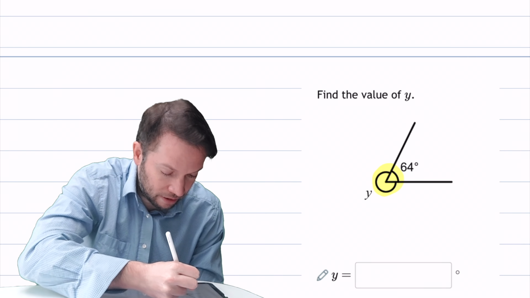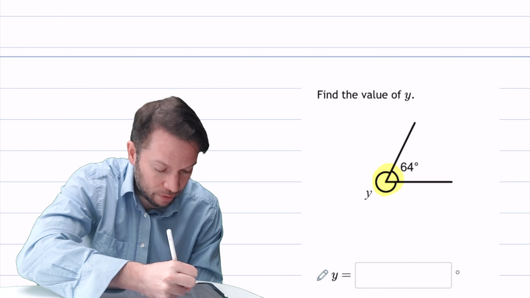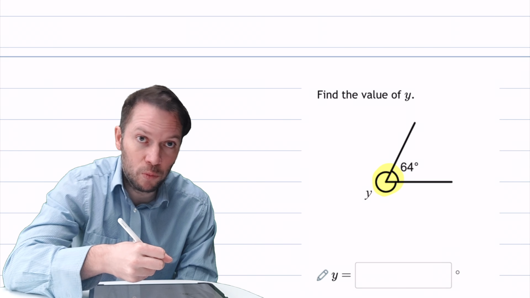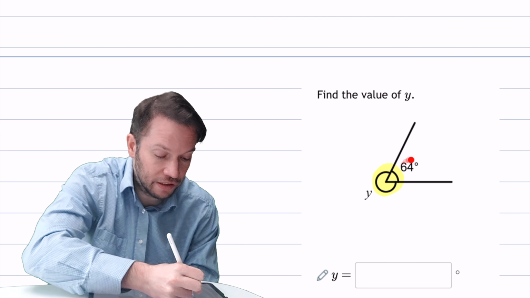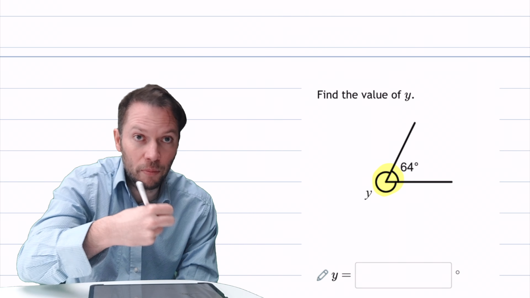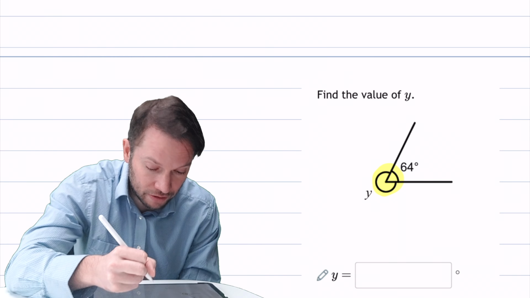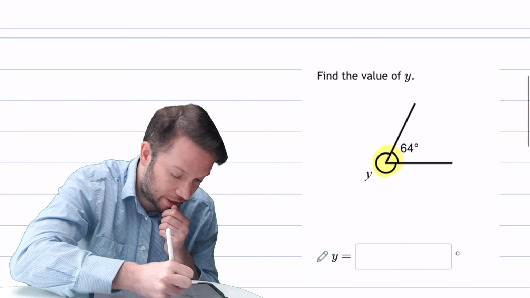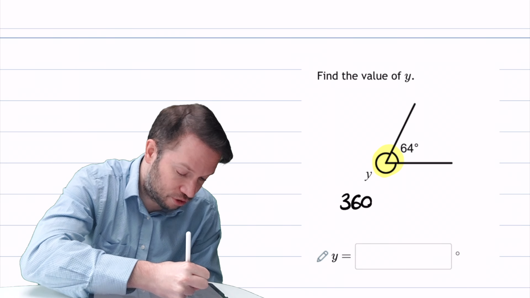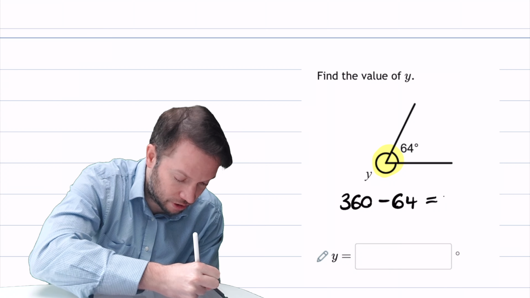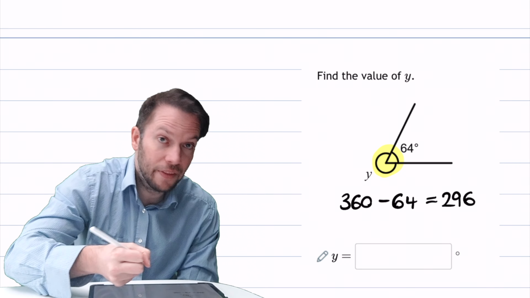Now, we've got two angles here. We've got the 64 and we've got the y. And those two add up to 360. So how do we find y? Well, we just need to subtract the 64 degrees from 360 degrees, and that gives you the remaining angle. So let's do that. We're going to do 360 subtract 64, and that's going to give you 296. And that's the final answer.